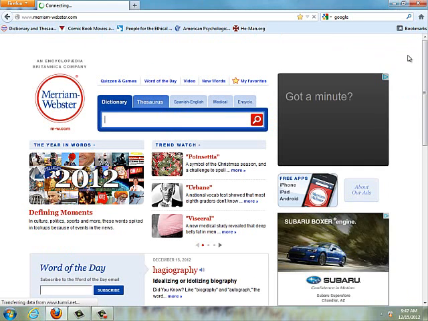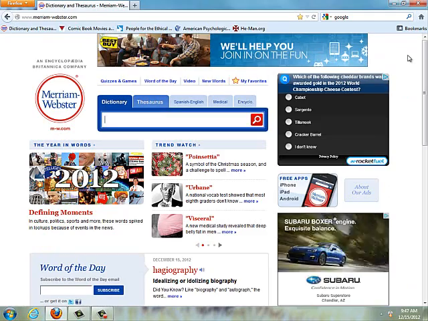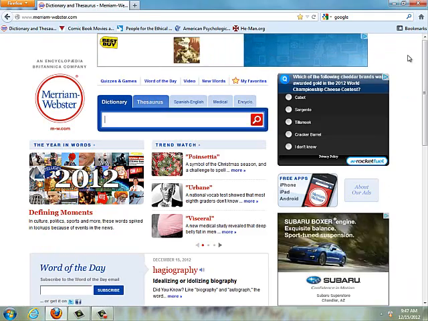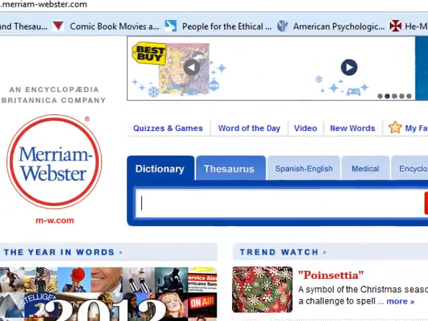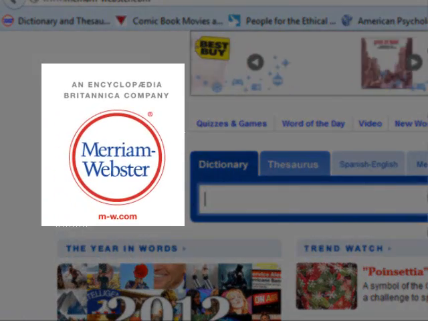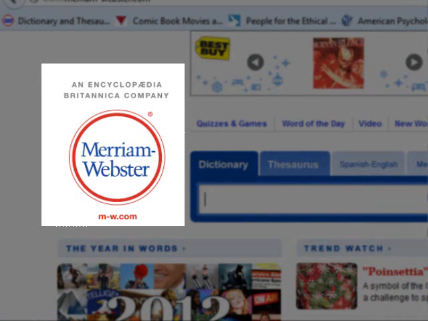Here we are at Merriam-Webster's Dictionary website. It has a .com domain. Notice the ads on the right. Merriam-Webster and Encyclopedia Britannica are considered brand or well-known names. Brand names can help you recognize the authority of a website.